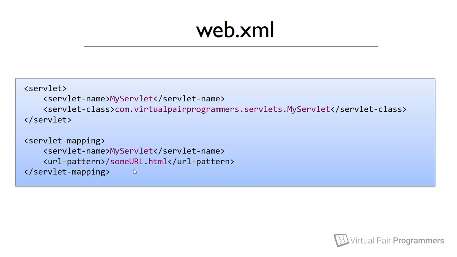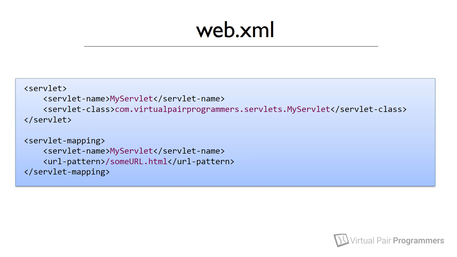So these two sets of tags together are telling our application that when a browser visits /someurl.html, it needs to find the servlet with the servlet name myservlet. That's defined up here. Here's the fully qualified package name with the servlet at the end. That's the code that we need to run when the user visits someurl.html.